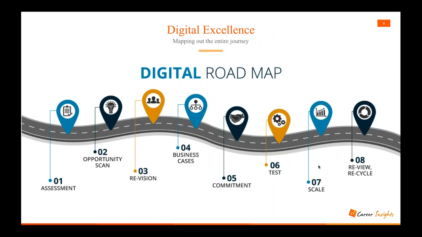So we created a roadmap. What would we do? First of all we'll assess where we are, scan for opportunities, what's available to us, revisit our strategy and goals, and then create a business case for our transformation initiative, commit the budget to it, and then go through an iterative development process and deliver on an incremental basis, and then scale as we grow. And then we'll continue that process over and over again.